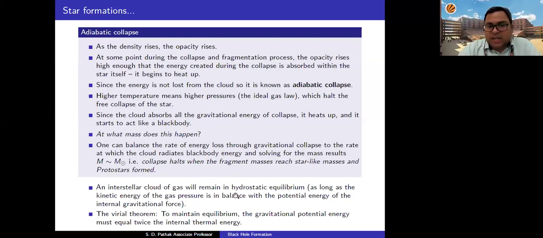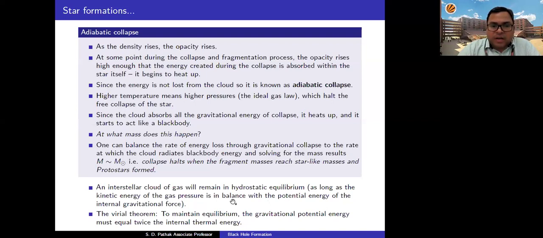An interstellar cloud of gas remains in hydrostatic equilibrium. Hydrostatic equilibrium means internal pressure or thermal pressure counters further gravitational collapse, and the system will be virialized. It is just like things pushing inward and things pushing outward. If the inward and outward pressures are balanced, then things will be stable, right? This stability is called hydrostatic equilibrium, and it is a very important step, especially in star formation, right?